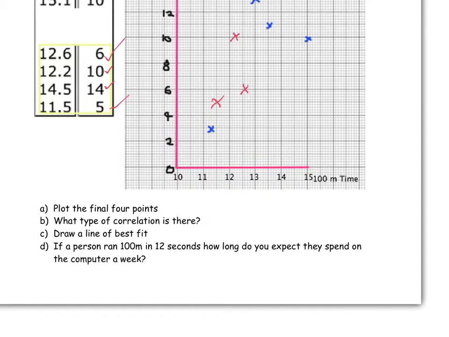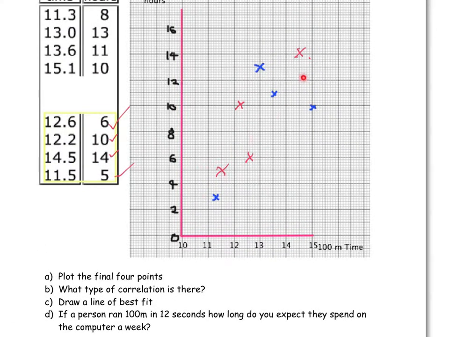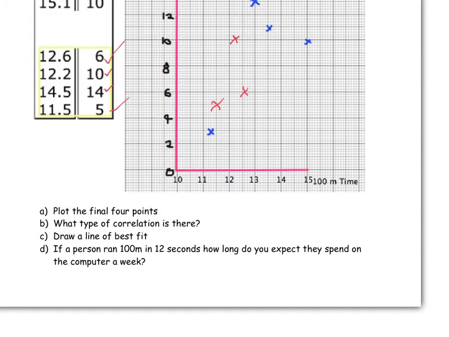Second thing, it says what type of correlation is there, or it might say describe the correlation. As you can see, the graph is generally going uphill. It's not very closely bunched together, so we could say it's weak positive correlation, but I would just put positive correlation. If it's only worth 1 mark, then the only thing they're looking for is whether it's positive or negative correlation. To get 2 marks, if it's worth 2 marks, that's when you have to say whether it's strong or weak positive or negative correlation.